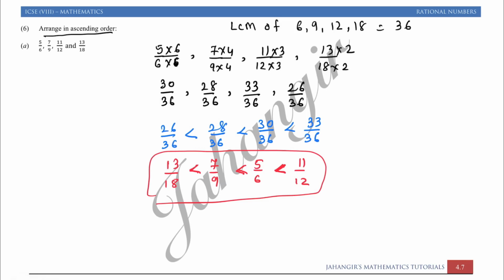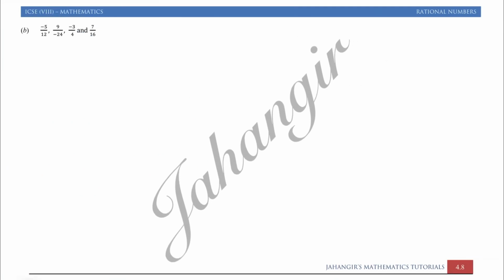Next question. Denominator is 12. First we can write it in the standard form. If you want, you can cancel it out to make it simpler, but just keep the negative sign in the numerator. 5 by 12, let us write minus 9 by 24, minus 3 by 4, and 7 by 16.